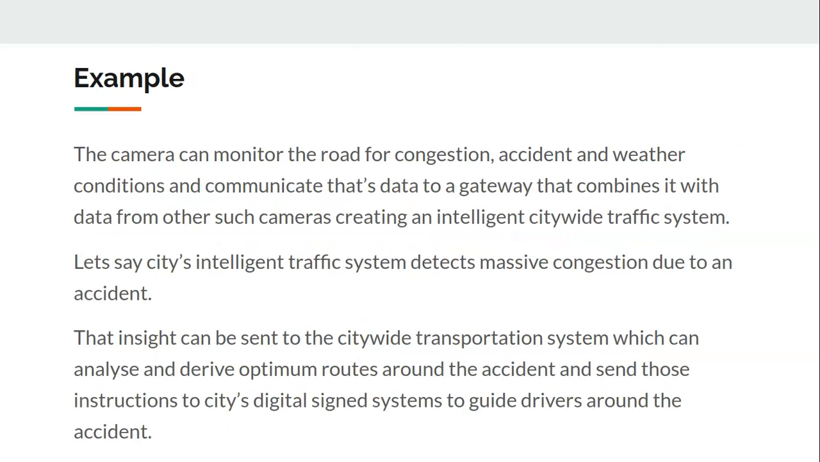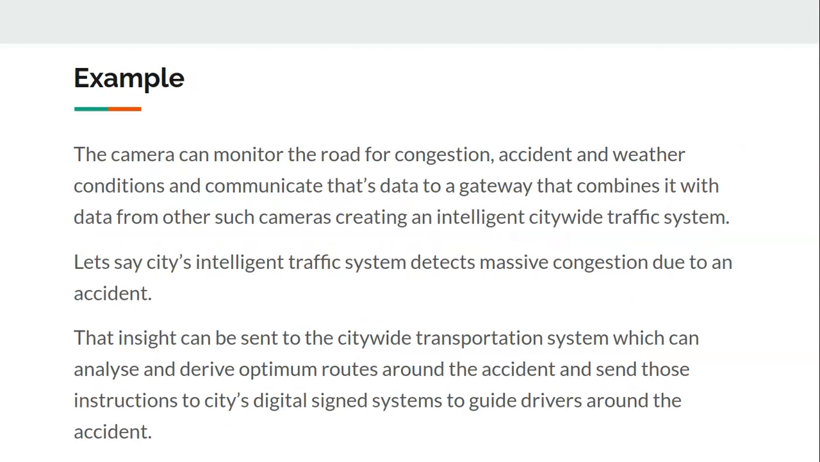Let's say the city's intelligent traffic system detects massive congestion due to an accident. That insight can be sent to the citywide transportation system, which can analyze and derive optimum routes around the accident and send those instructions to the city's digital sign systems to guide drivers around the accident.